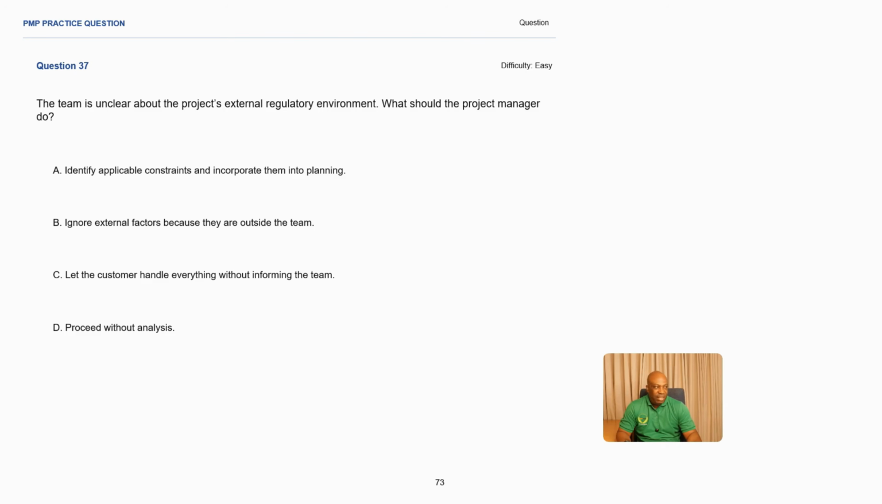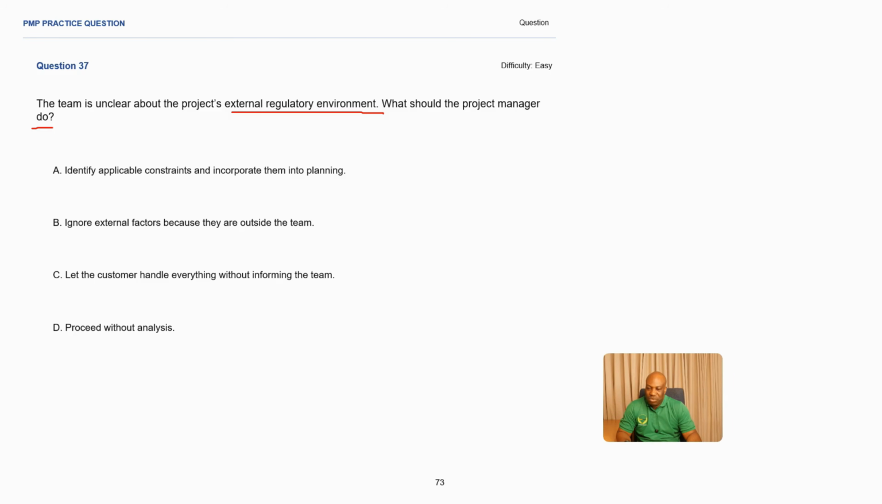Practice question number 37, okay? The team is unclear about the project's external regulatory environment. What should the project manager do, right? So the problem here is the team is unclear about the project's external regulatory environment. That's our problem statement. So let's go through the answers now.